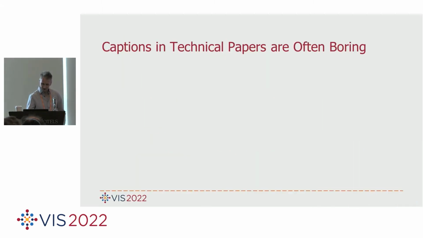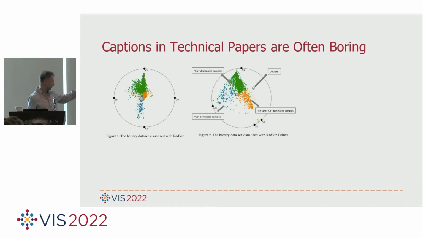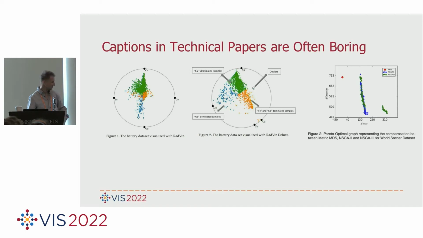So this was motivated by these kinds of problems we had, right? When you look at the captions in our publications, they're usually miserably small. This is one from my own paper: the battery data set visualized with NLVIZ. And another from the same paper: the battery data set visualized with NLVIZ Deluxe. And another paper that I wrote, Pareto optimal graph spreading. It doesn't really say anything.